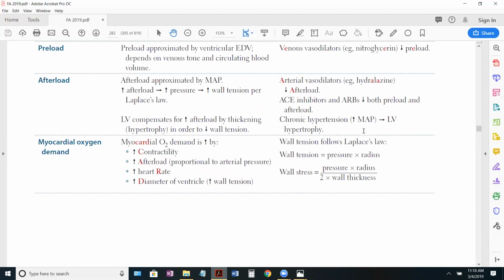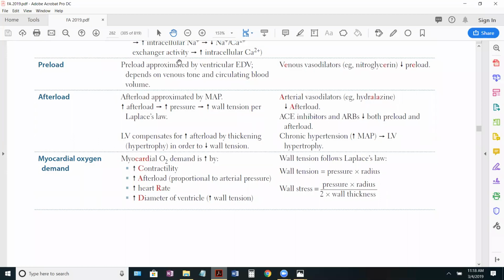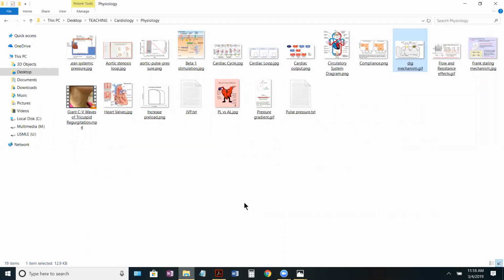So preload, I told you that it is approximated by the end diastolic volume, and it depends on the venous tone and the circulating blood volume. So have you ever thought about the fact that we have venous tone? What is venous tone?